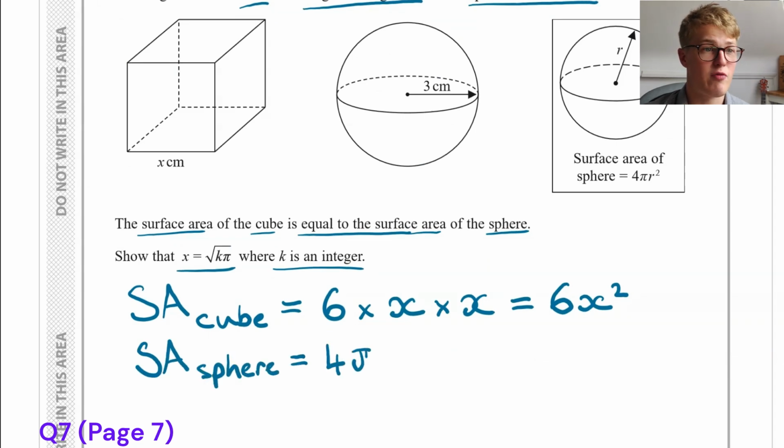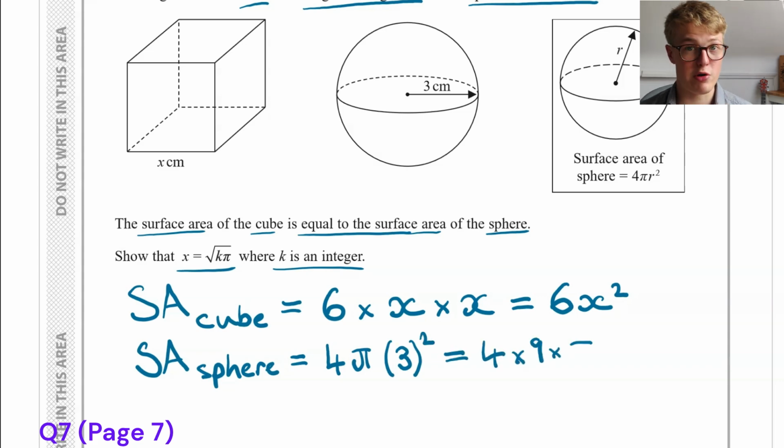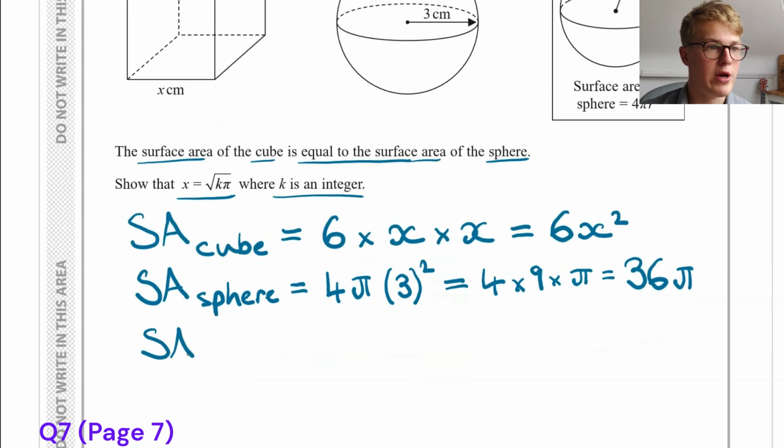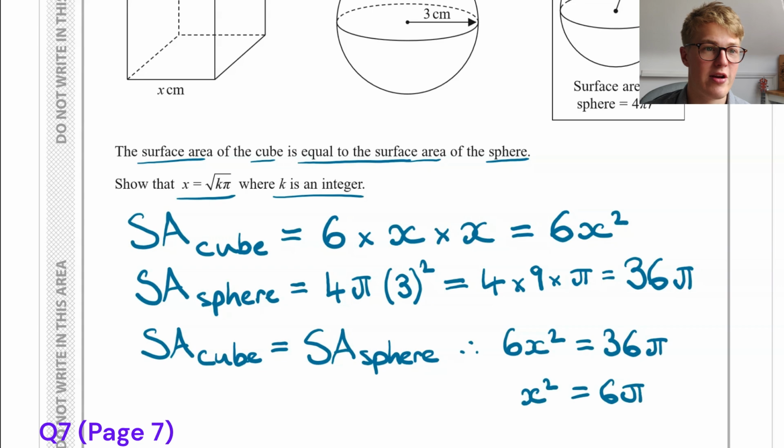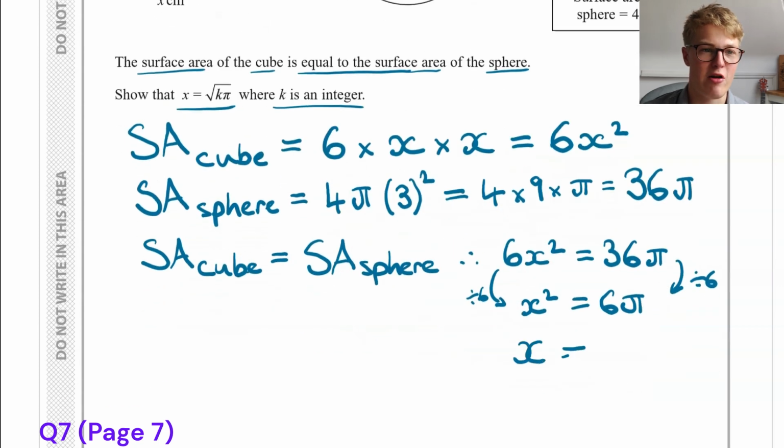The surface area of the sphere, using the equation we've been given of 4 pi r squared, is going to be 4 pi 3 squared. This gives us 4 times 9 times pi, which is 36 pi. We know that the surface area of the cube is equal to the surface area of the sphere, because we're told that in the question, so that means that 6x squared is going to be 36 pi. We divide both sides by 6, and we get x squared is equal to 6 pi, and therefore x is going to be the square root of 6 pi, and that is our final answer.